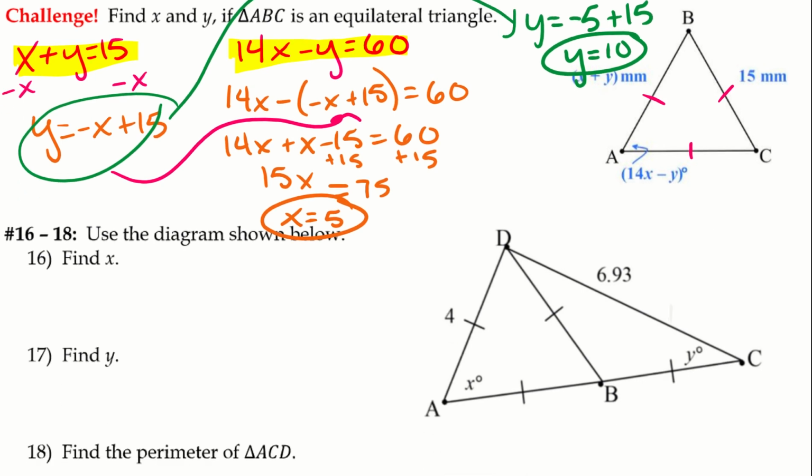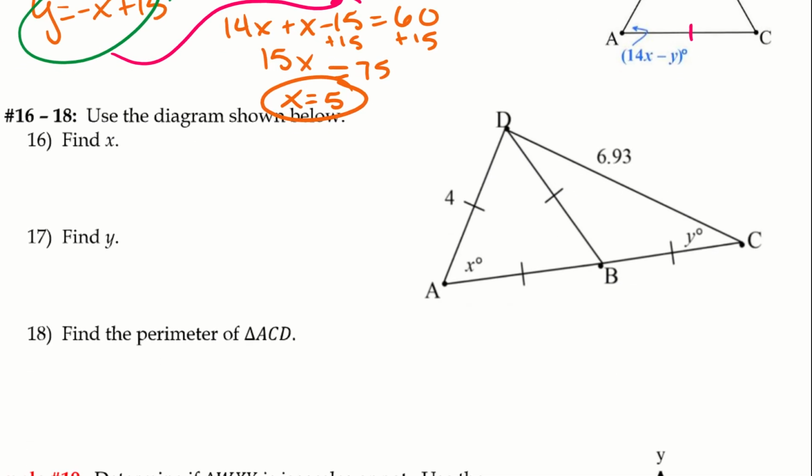Alright. Go ahead and take a look at 16 through 18 using this diagram here. So use the diagram shown below. You need to find x, find y, and the perimeter of ACD. Okay, so the first thing I notice is that these sides with all the dashes are all the same. I'm going to go ahead and label that.